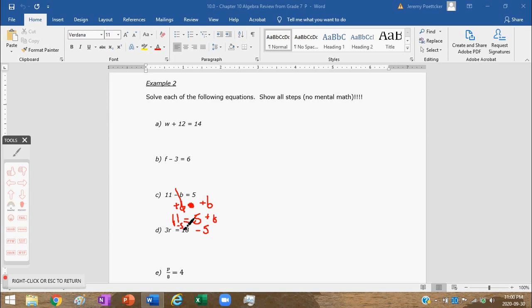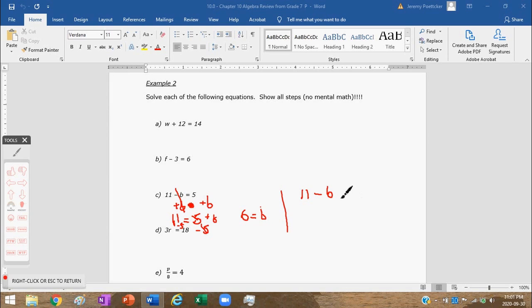I'm running out of room. And I am left with 6. 11 minus 5 is 6. 5 minus 5 is 0. I've got just a positive b, so 6 equals b. Is it okay that the b is on the right-hand side? It is okay. The other way to do this actually relies a little bit on some grade 8 math. And so this is a way you wouldn't have learned in grade 7, but it works also.